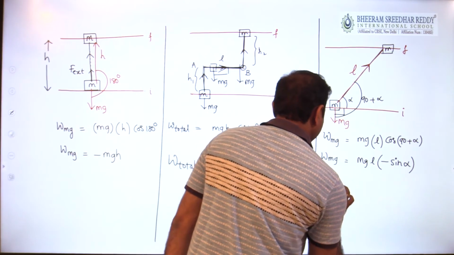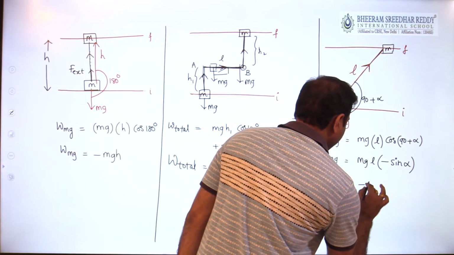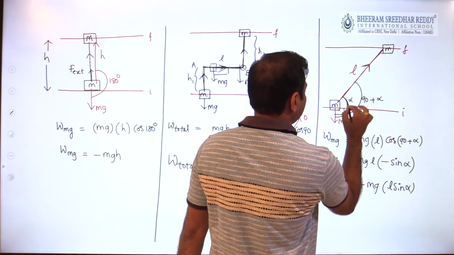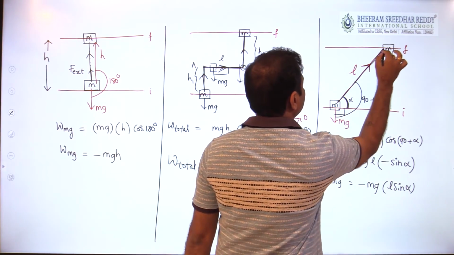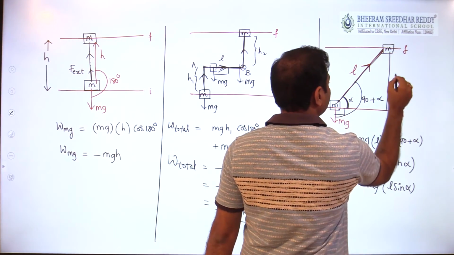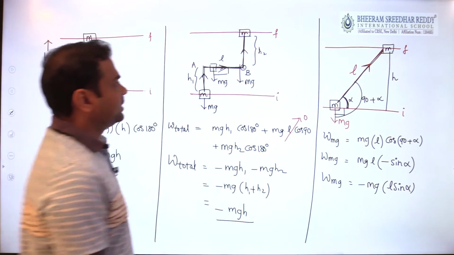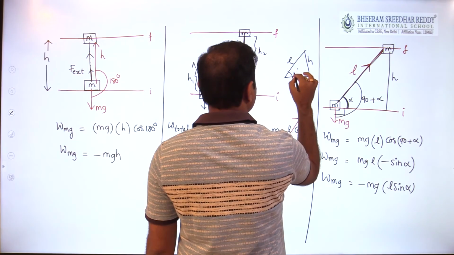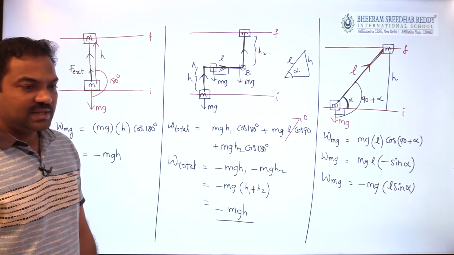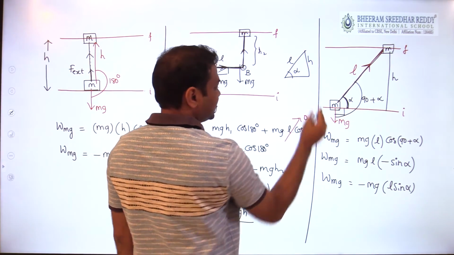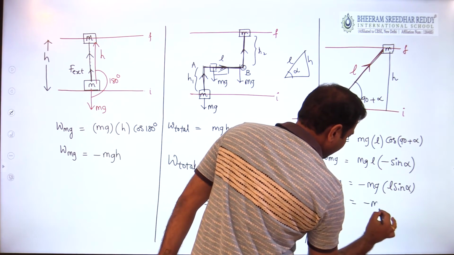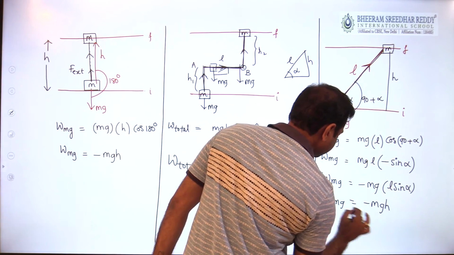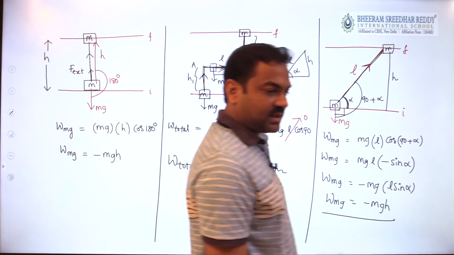So the work done by mg is equal to minus mg into L sin alpha. See, this is alpha, and this length is L. Then what does L sin alpha become? This is h. If you check clearly, this is L, h, and this is alpha. So L sin alpha stands for h. So I can write minus mgh. The work done by gravity is equal to minus mgh.